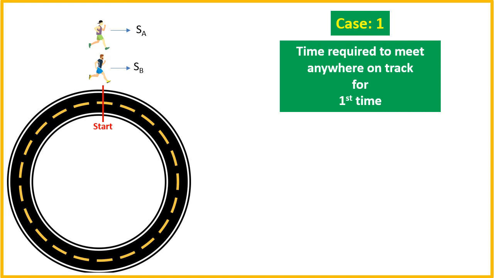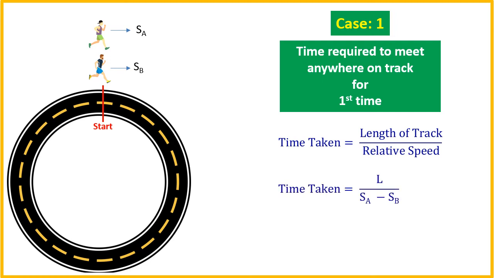So time required to cross or meet for the first time, how can it be calculated? This is equal to length of the racetrack divided by relative speed. Now relative speed is something which is dependent on direction in which they are running. If they are running in same direction, then time taken is length of the track divided by SA minus SB. But if they are running in opposite direction, then time taken is length of the track divided by SA plus SB. We know that the relative speed, if they are running in same direction, is the difference of their speeds, and if they are running in opposite direction, it is the addition of their speeds.